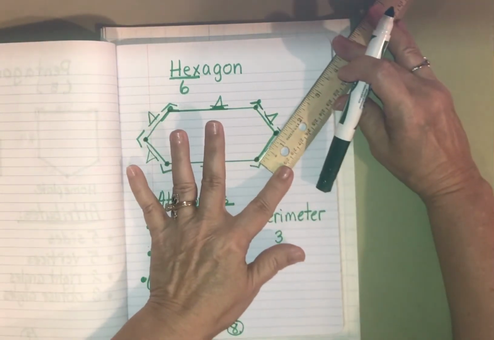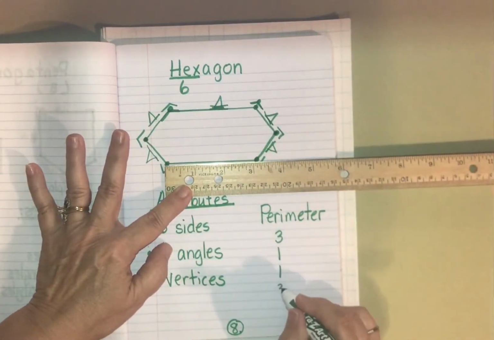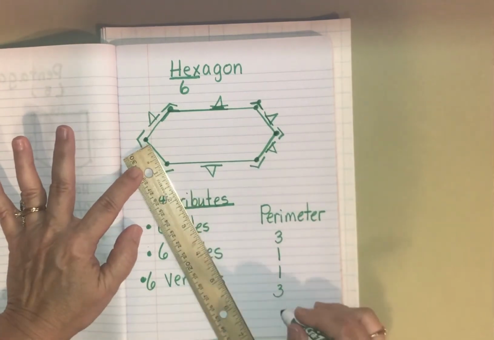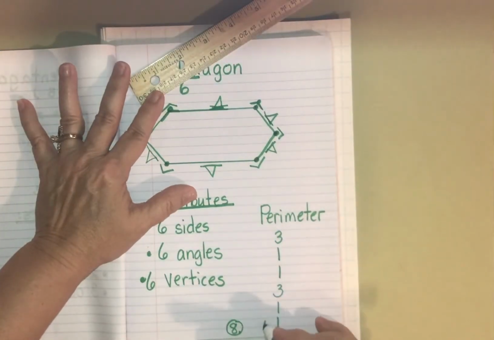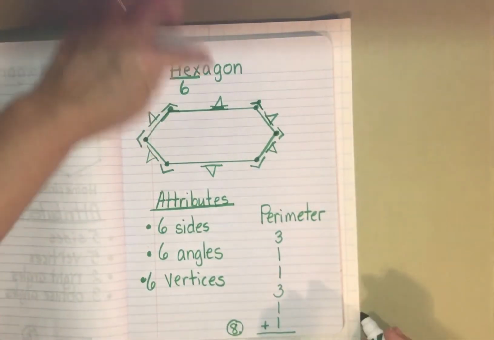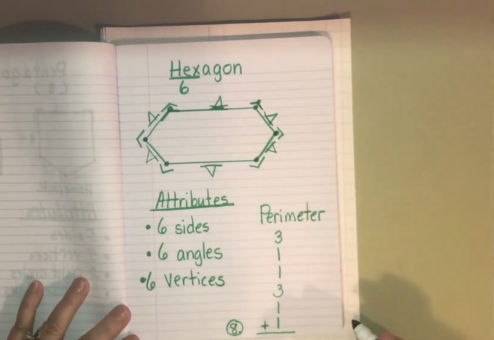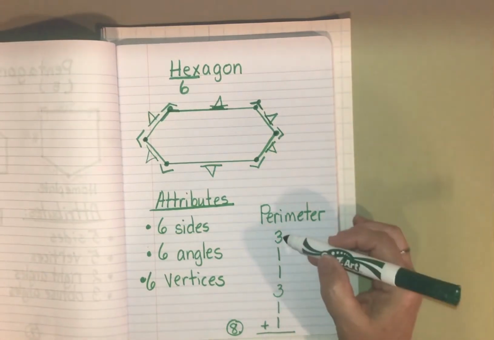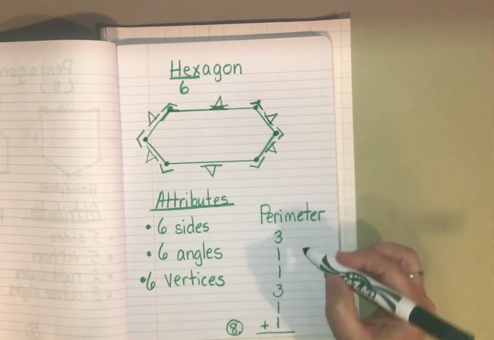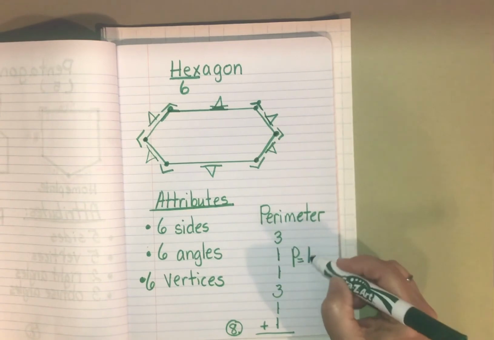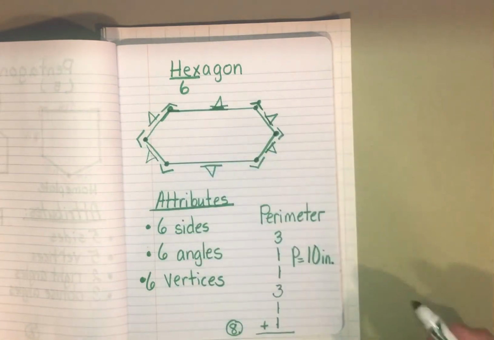3 plus 1 plus 1 plus 3 plus 1 plus 1. Okay, now yours might be a little bit different depending on how wide you made or how far apart you put your points. Okay, but it should be pretty close to this. So when we add 3, 4, 5, 6, 7, 8, 9, 10. So the perimeter, P equals 10, and we would say inches, not centimeters, because today we used the inches part of the ruler.